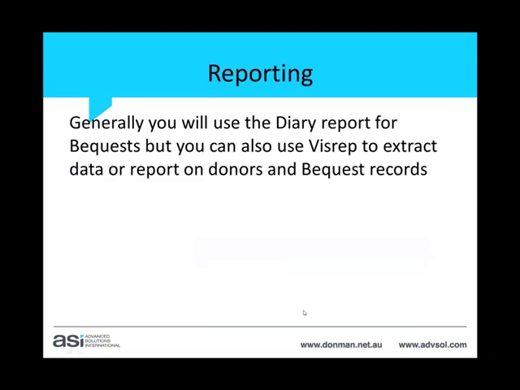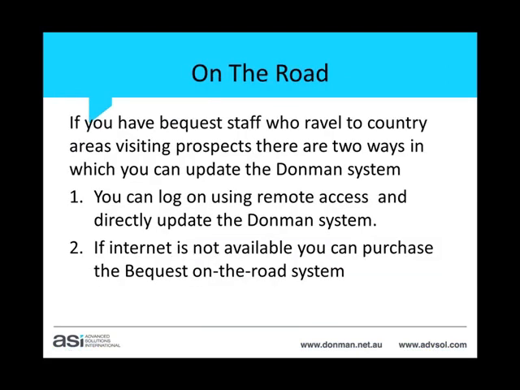Now, the last thing I just want to touch on, as I said, the bequest system is part of Donman and it's free. If you're an organisation that has people that visit and go out in the field and maybe stay for a couple of days, you have an issue of how do you update the bequest system and the Donman system. Now, there's two ways you can do that. One way is log on using remote access and directly update. So this is using terminal services or some remote access system, and so your bequest person is simply updating Donman directly.